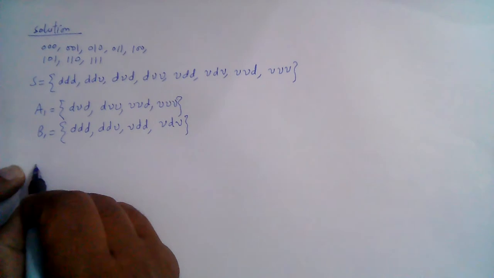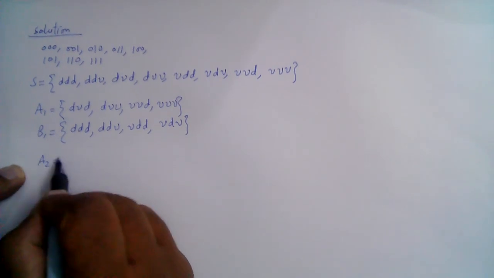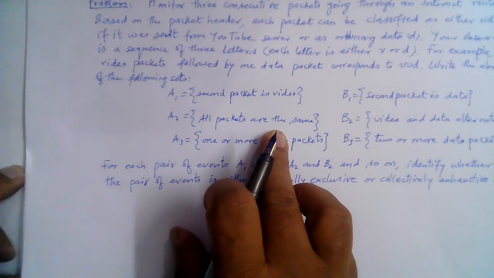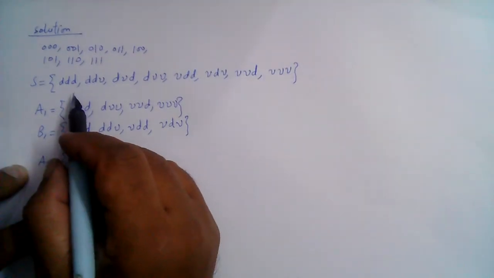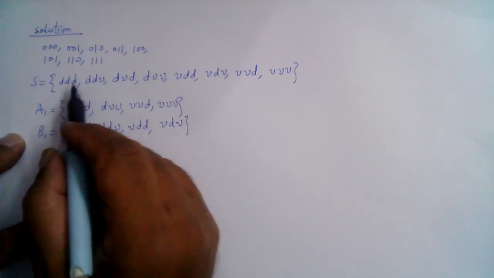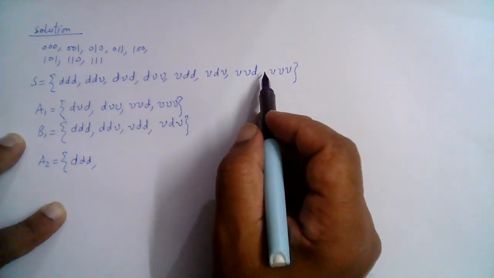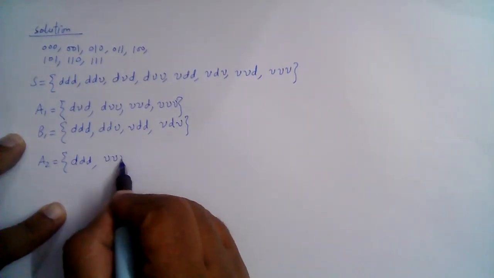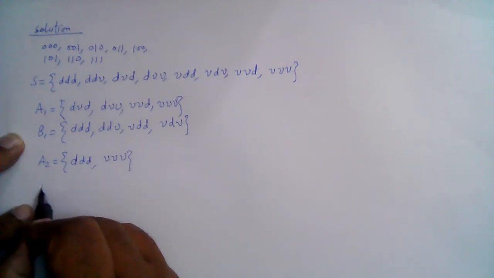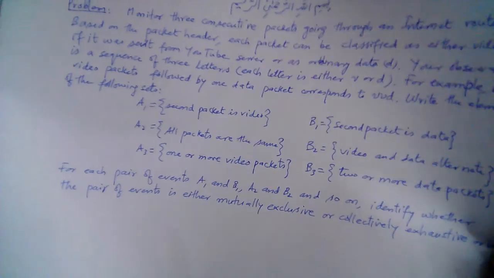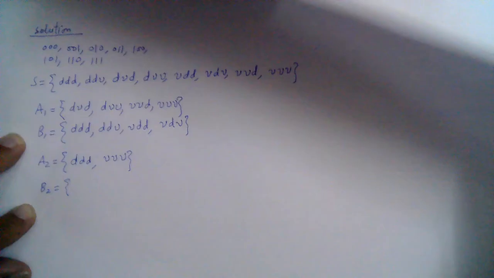Similarly, we can write down event A2, and event A2 is all packets are the same. All packets are video or all packets are data. So we have only two outcomes which conform to this definition. It is DDD, all packets are data, and VVV, all packets are video. And the event B2 is video and data packets alternate. So if there is a video, then data, and if there is data, then there is video. So these packets alternate.